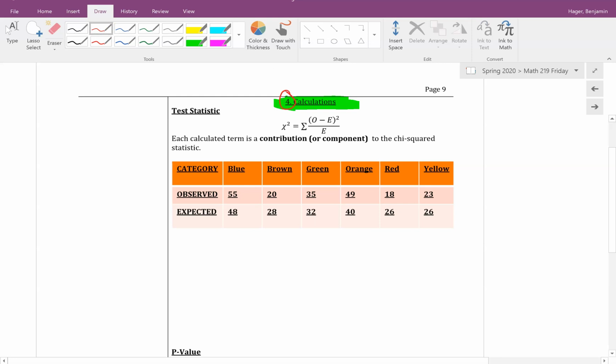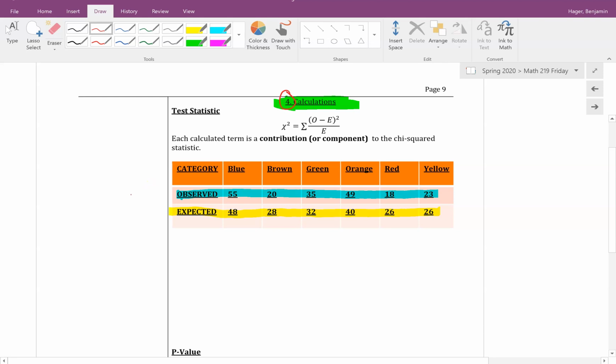So what they have done is they just made this up. Again, this is what we expected. These were the numbers that we should have just found under the expected. We expected 48 blue and 28 brown and 32 green and so forth. So this is what we should have just verified or found on the last page. And it turns out this is what was actually observed. In their bag of 200 M&Ms, they actually got 55 blue ones when they were supposed to have only 48. They found 20 brown ones when they were supposed to have 28, and so forth. So you have what we expect and what we actually have in that bag of M&Ms.